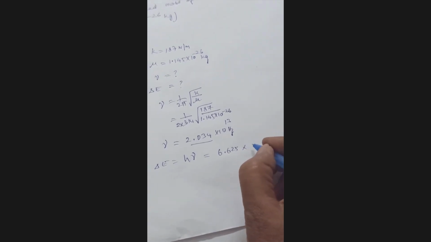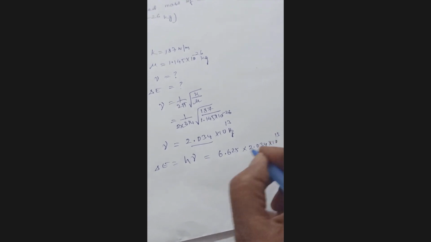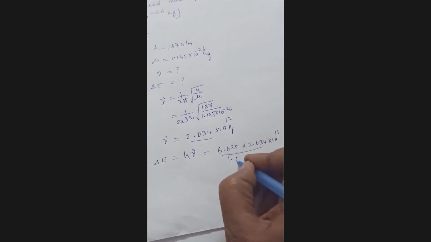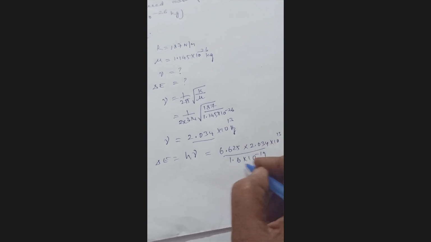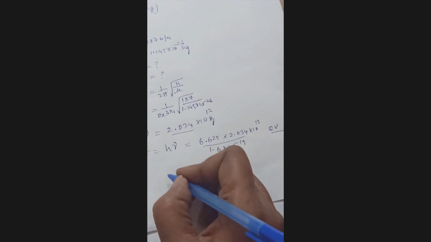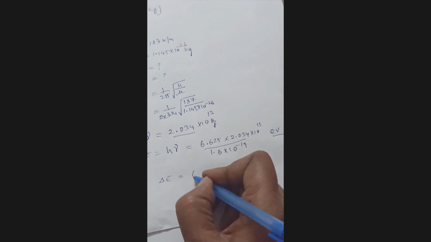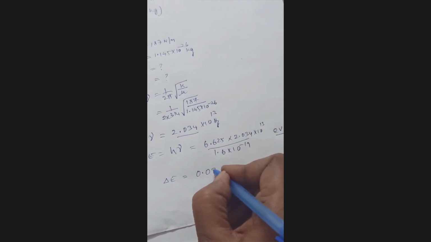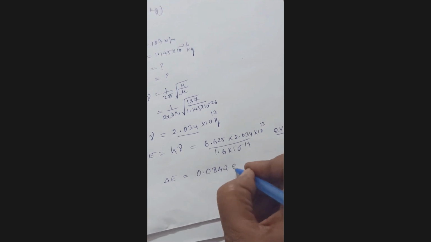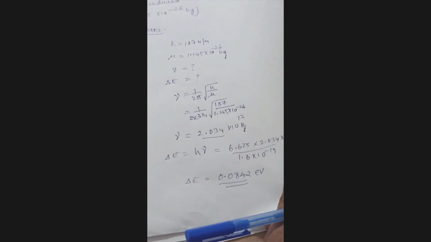The substitution and conversion to eV I have already explained to you. Anyway, let us substitute these values and see what is the answer we are going to get. Divided by 1.6 into 10 raised to the power minus 19. Why this division? Because we want the unit to be in eV. So delta E, when we simplify, we get this to be 0.0842 eV. So the third problem is over.